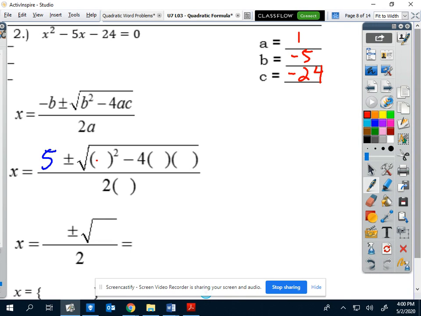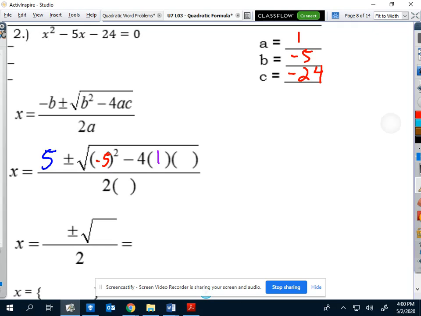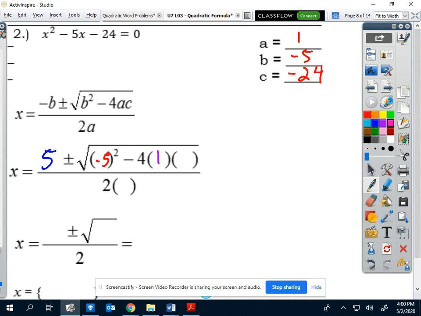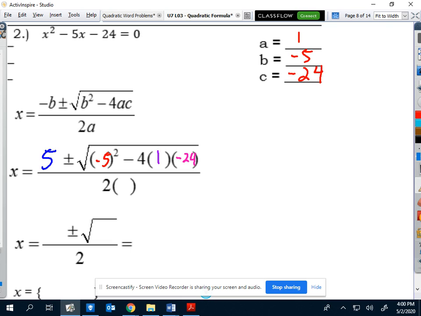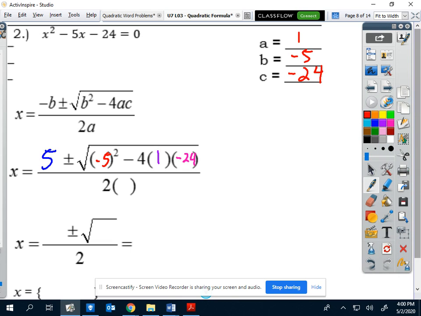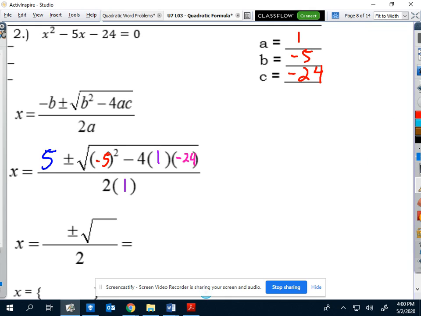But b itself is negative, so -5 squared minus 4 times 1, because my a value is 1, and my c value is -24. Okay, almost all there. Now my a value one more time is 2 times 1 on the bottom. So again, that process, even though I'm moving really quickly, is important, but it's just the setup component. Then we get Desmos going.